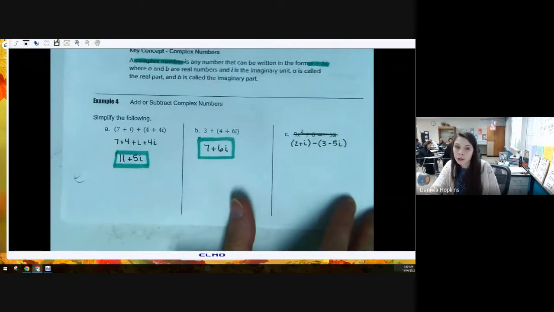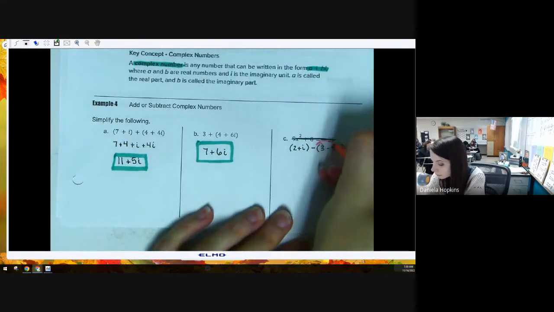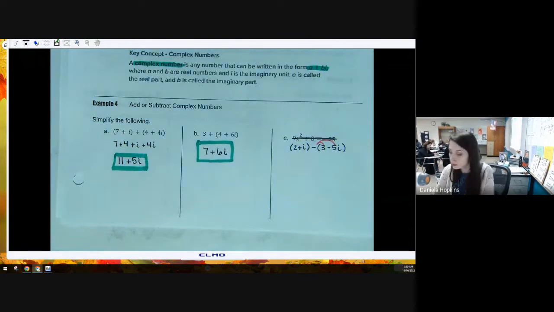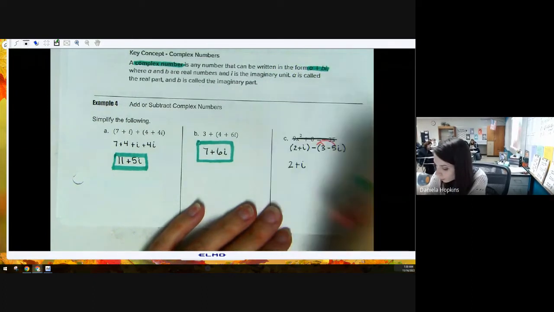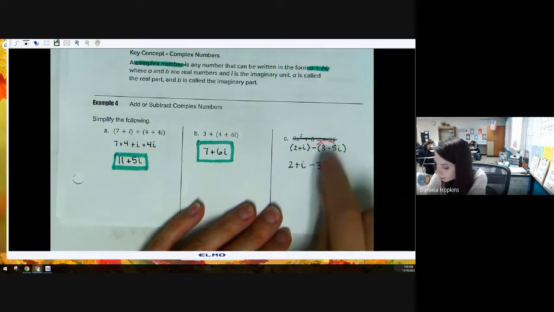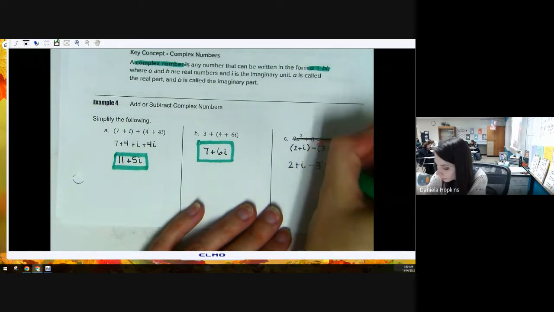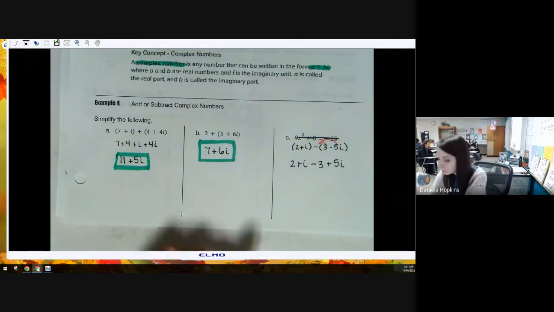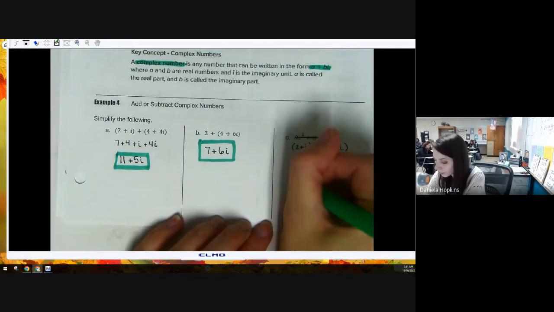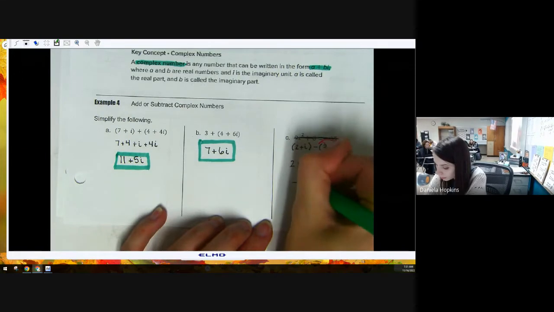All right, subtraction's a little bit trickier, because what we need to do to start is distribute in this minus and then drop the parentheses. You take the first one just as is, so we have 2 plus i, but then this becomes minus 3, and then a negative and a negative makes that a positive 5i. You all good with me distributing that negative? Just watch out for those. So what's 2 minus 3? -1. And what's i plus 5i? 6i. So -1 plus 6i.